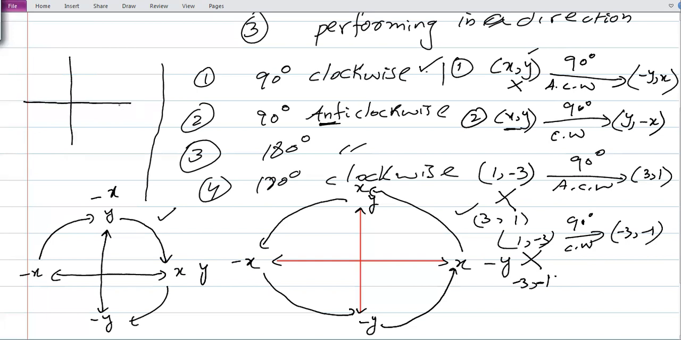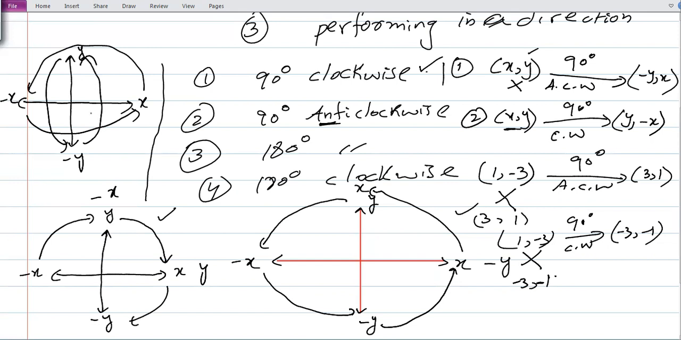Now remember, 180-degree, either you do clockwise or anti-clockwise will give you the same result. In that case, what will happen when you do 180-degree clockwise? This is x, this is minus x, this is y, this is minus y. So doing the rotation 180-degree clockwise, what will happen? In that case, this will be here and this will be here. I mean, in place of x now will be minus x, in place of y will be minus y.